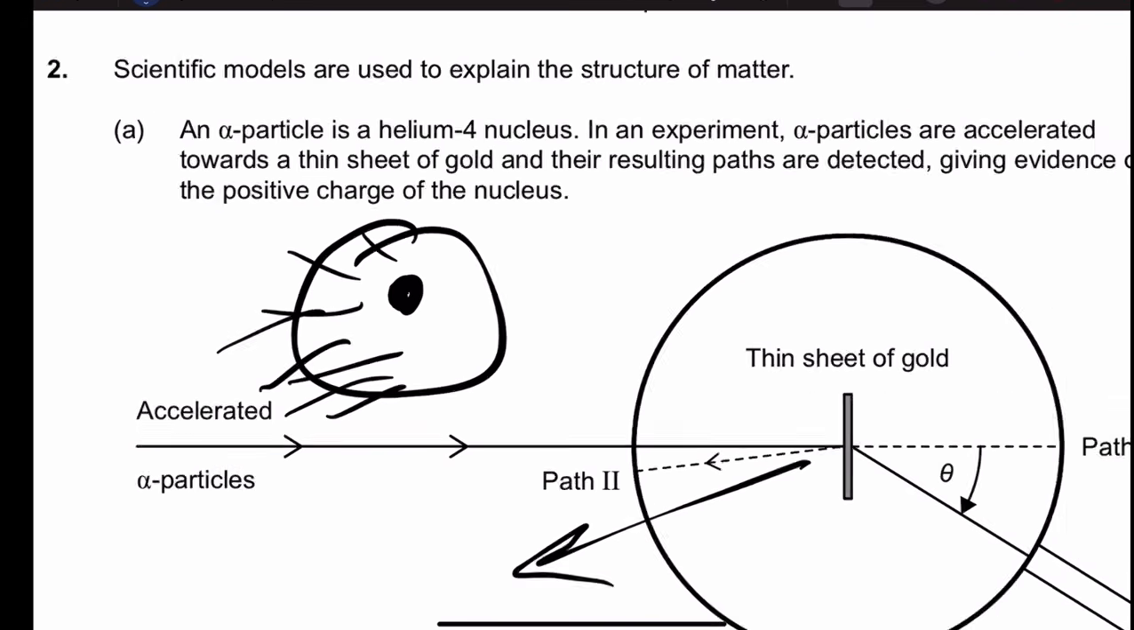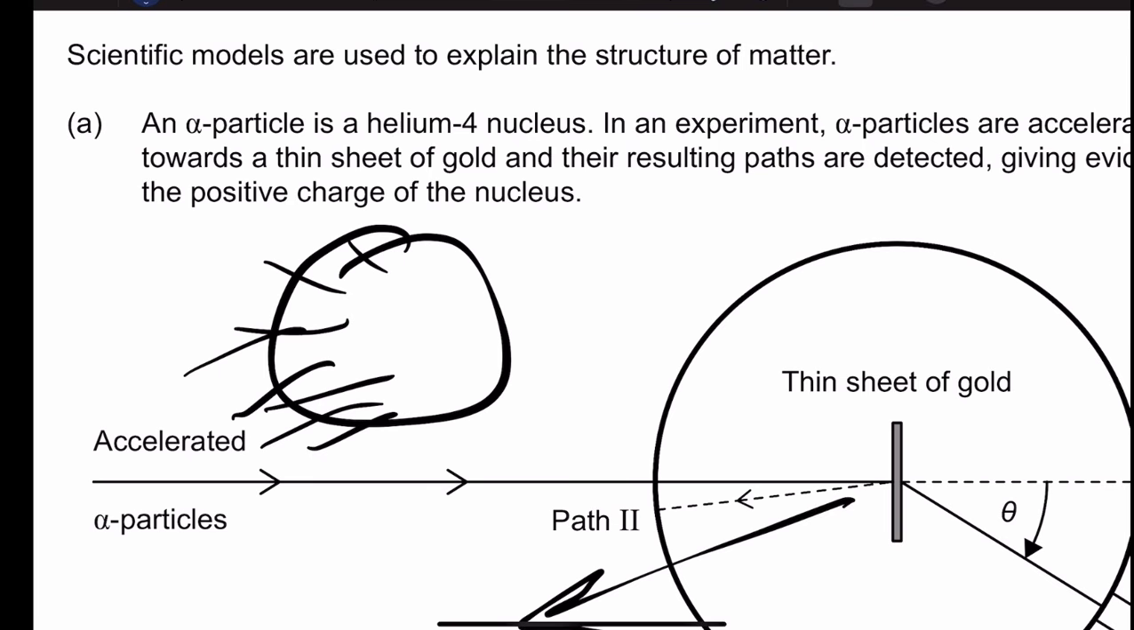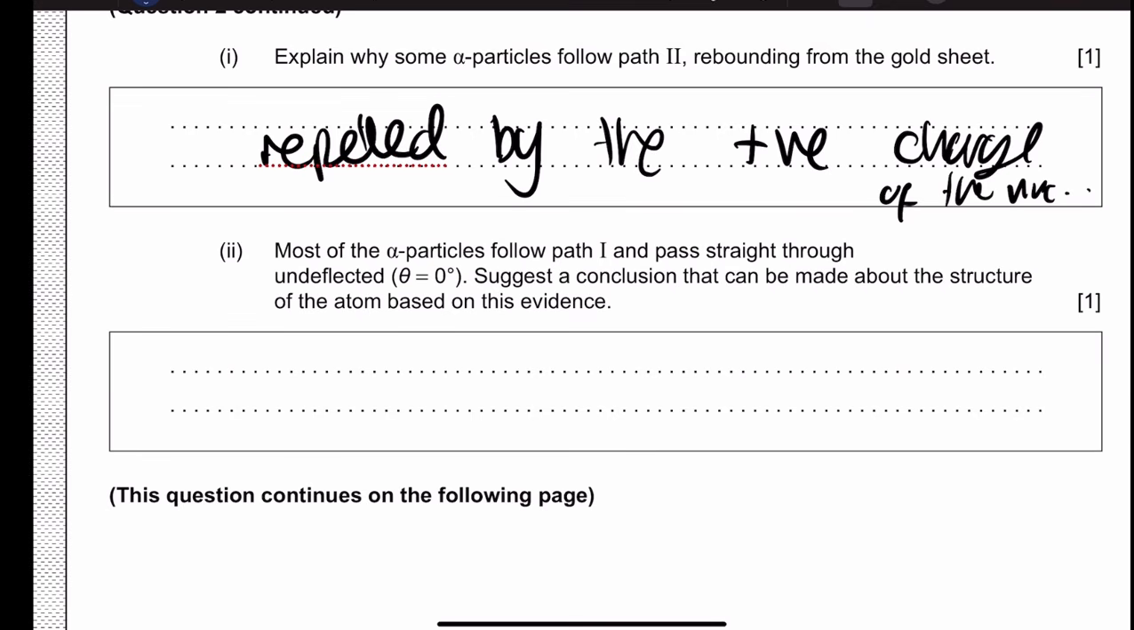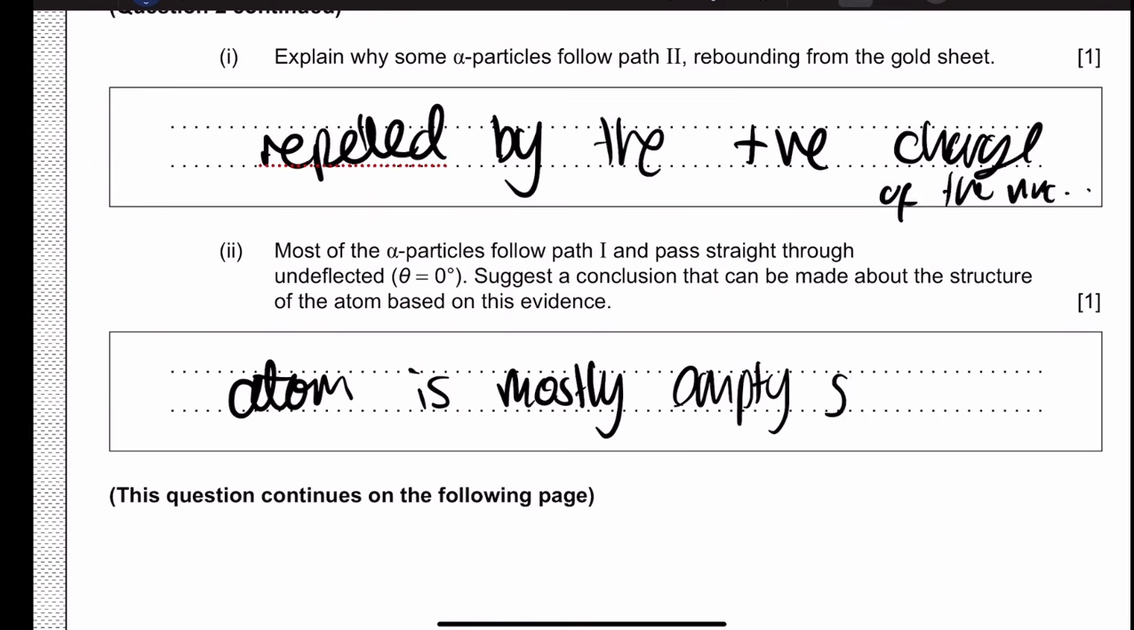Well, we can deduce that this nucleus, right, is actually a lot smaller than we think. It actually only takes up a very small portion of the atom. And that's why a lot of them are passing at a 0 degree angle. So our conclusion is the atom is mostly empty space.